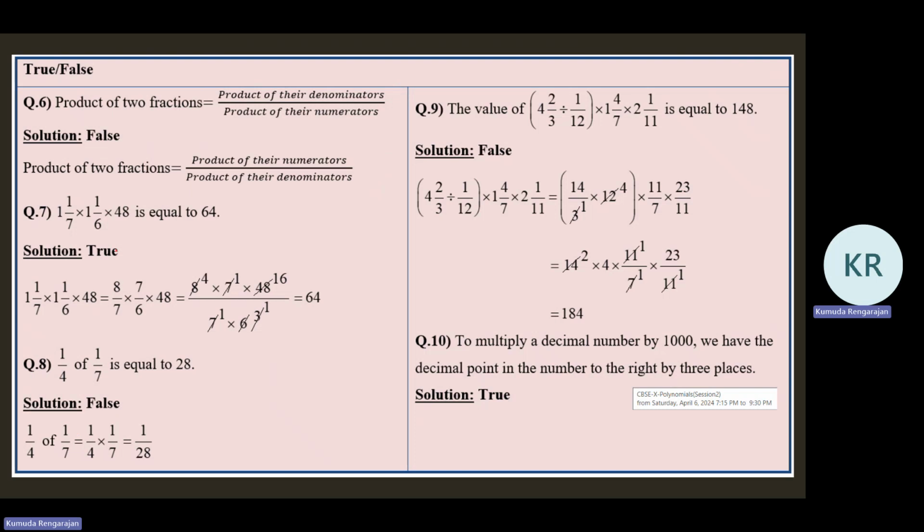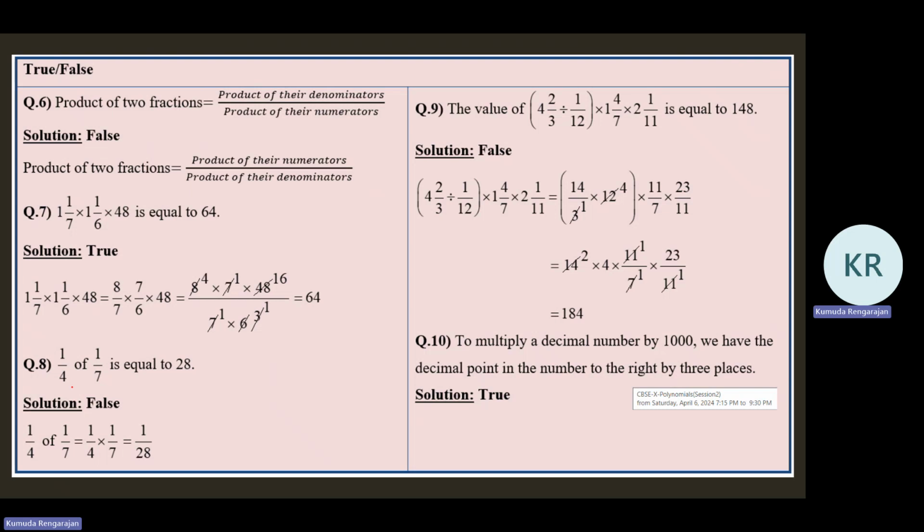Yeah, this one, children, I've changed the question. So you have to rework and check if you're getting this answer. I've changed this question. Now it's true. All right, this you'll have to work and check.